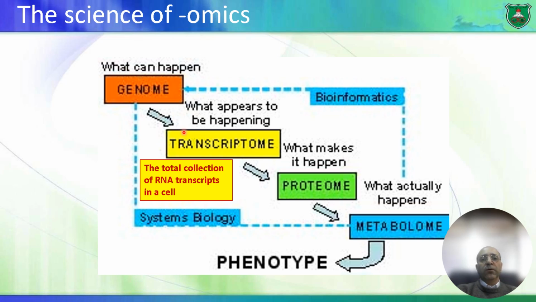One would say, I want to look at the expressed genes at the RNA level. I want to look at the transcriptome. And the transcriptome is the total collection of transcripts, the total collection of RNA in a cell. And that's the science of transcriptomics. One would say, no, I want to look at the proteins, all proteins that exist in a cell, and that is the science of proteomics, which looks at the whole proteome. Proteome is the total collection of proteins.